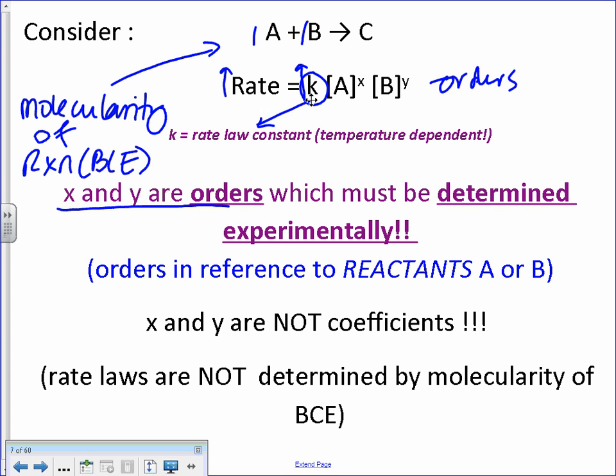And most of the time, whenever you have a large K rate law constant, it's because the temperature is also high. Okay? So the little k, rate law constant, is temperature dependent. That's something the AP exam will ask you about. It'll be an easy multiple choice question to get correct if you know that. I just said they're not coefficients because that's called molecularity, and I don't think I need to say much else here.